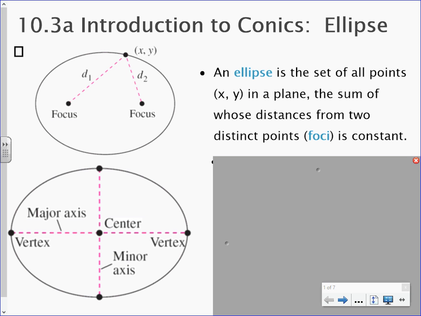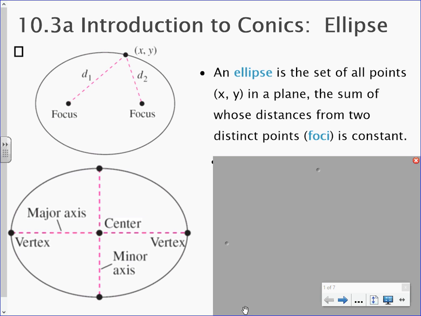Can somebody tell me the difference between the major and the minor axis? Oh, shorter on the length. Because I could turn it like this, right? Okay, so which one's longer? Major. The major axis is the longer one, okay? The major axis is the longer one. Minor, not as big a deal, is going to be the shorter one.